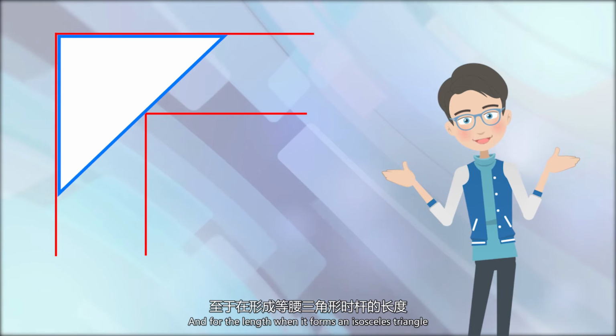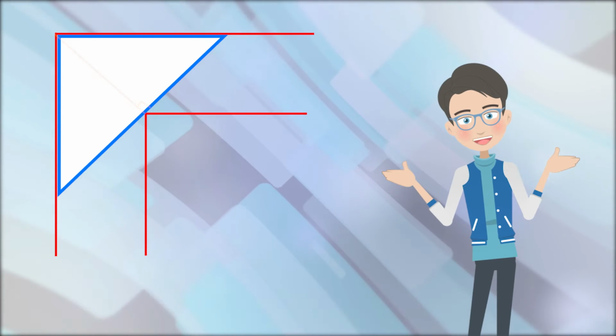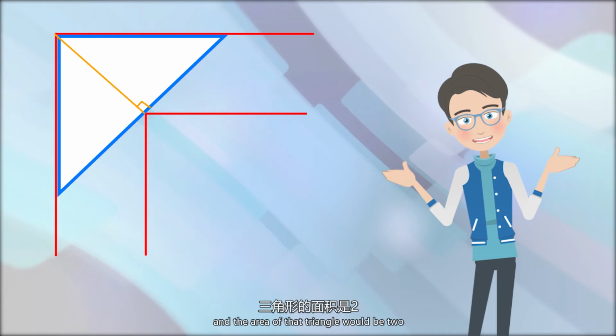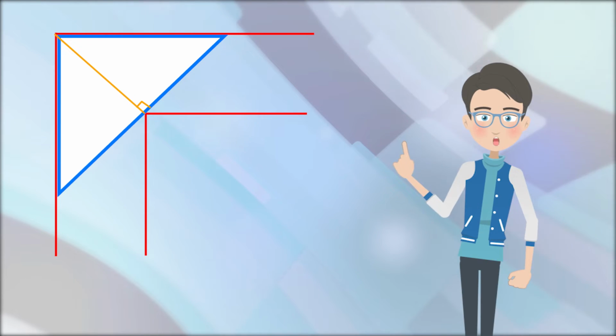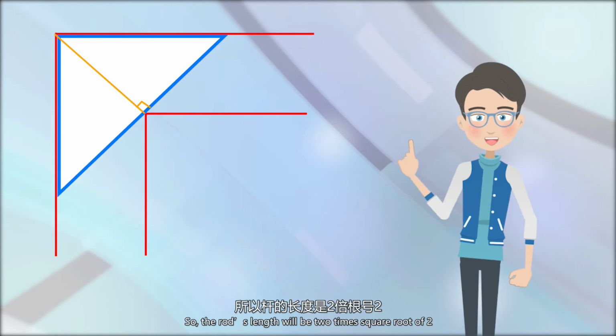And for the length, when it forms an isosceles triangle, the height would be the square root of 2, and the area of that triangle would be 2. So the rod's length would be 2 times square root 2. Alright, thank you, Jonathan. You give me so many ideas.